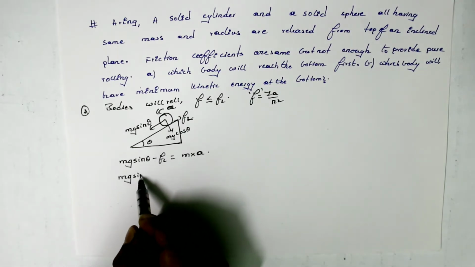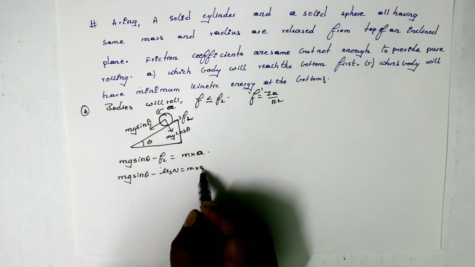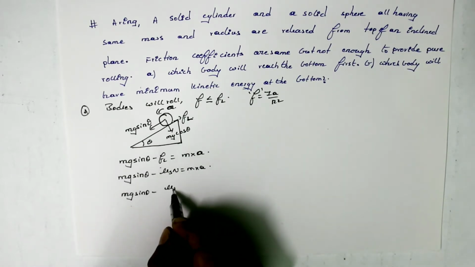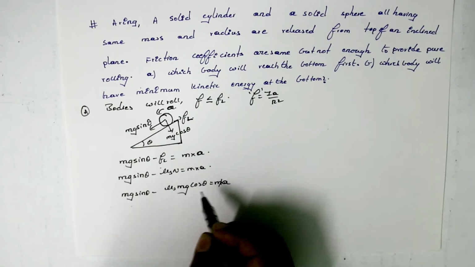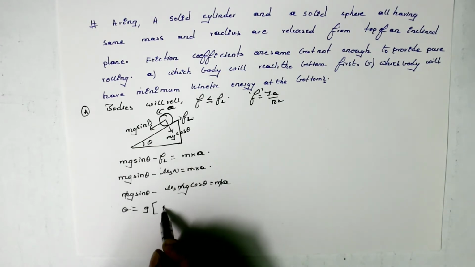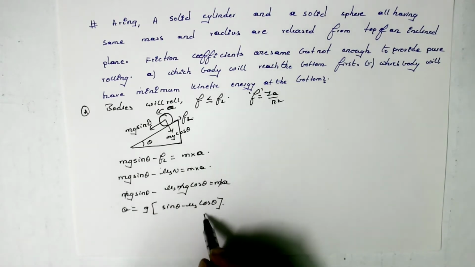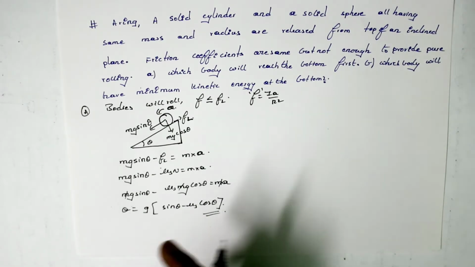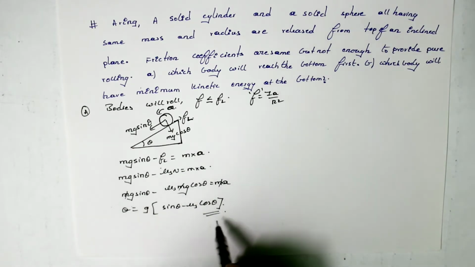So mg sin theta minus FL, which is mu s into N, is equal to mass into acceleration. So mg sin theta minus mu s, N value is mg cos theta, is equal to m into a. So m gets cancelled. So a is equal to g into sin theta minus mu s cos theta. This value is a constant for every body, because no body is rolling here. All the bodies are sliding as well as rolling. Therefore acceleration for every body remains the same.